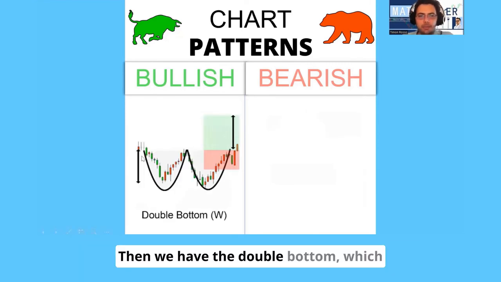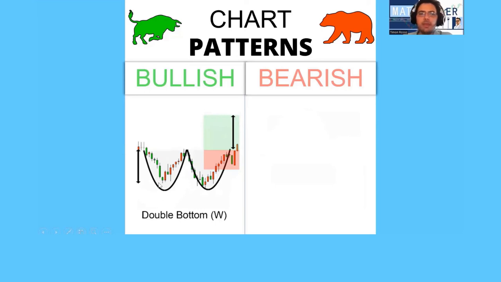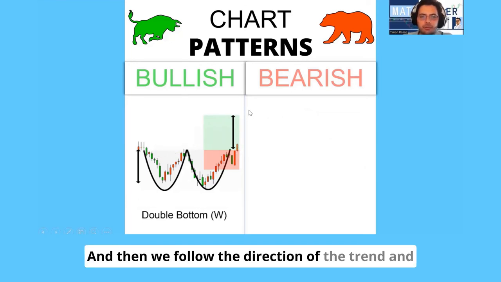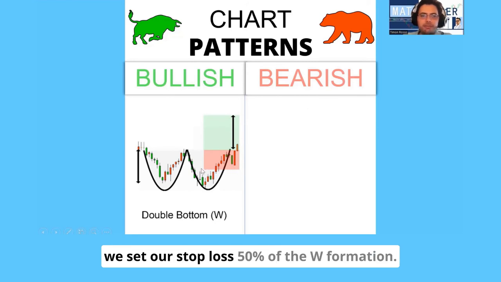Then we have the double bottom, which is also known as the W formation. And basically this is a formation where there's two rounding bottoms. The price breaks up and out of a resistance level or a neckline. In this case, we call this a neckline. And then we follow the direction of the trend, and we set our stop loss 50% of the W formation.